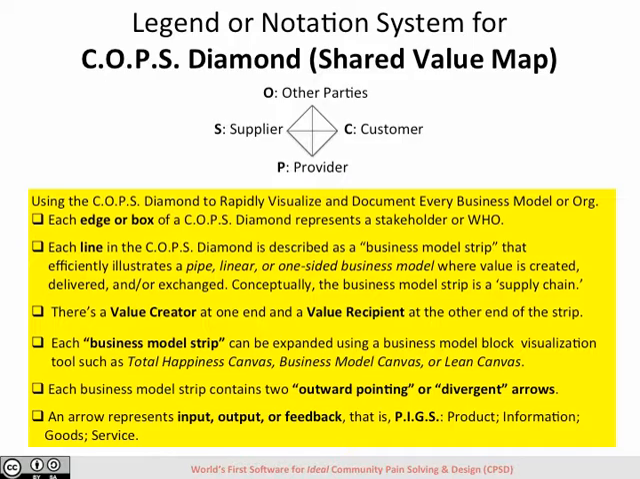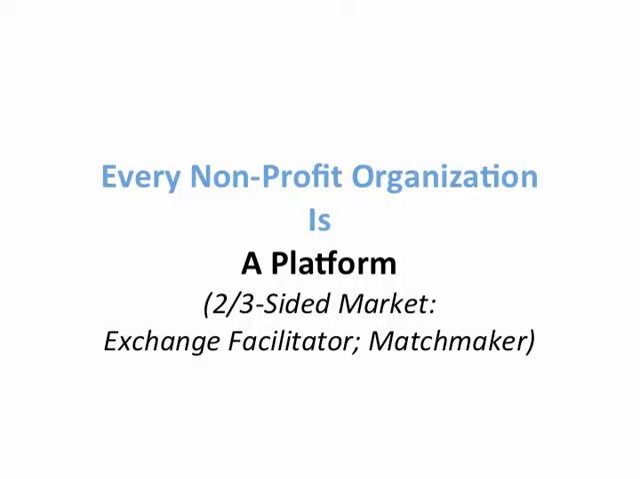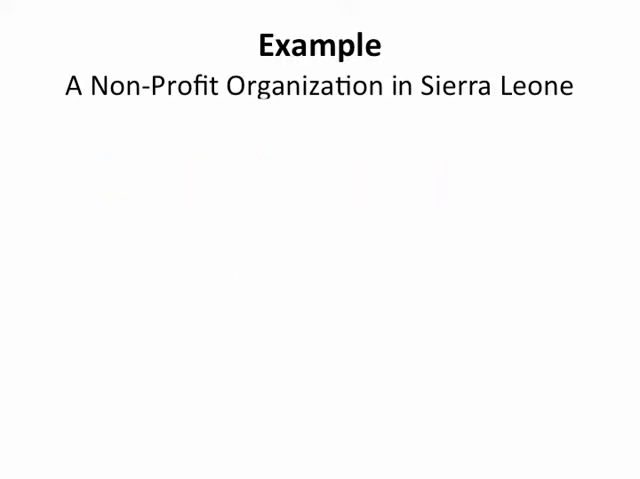It's important to note that each business model strip or line can be expanded using tools such as the Total Happiness Canvas or the Community Happiness Canvas, or Business Model Canvas or the Lean Canvas. Another point that you should note is that a business model strip has got two opposing arrows. They are divergent in the sense that they point outward. So one big point to note is that every non-profit organization is a platform. That means that it's a two or a three-sided market.